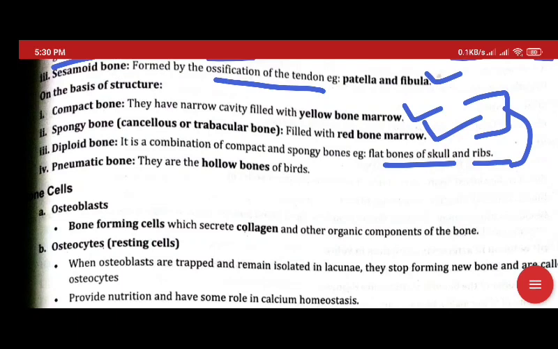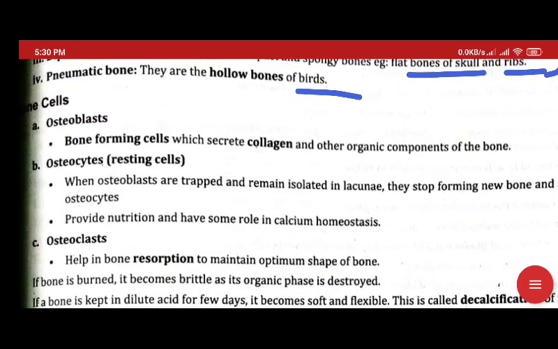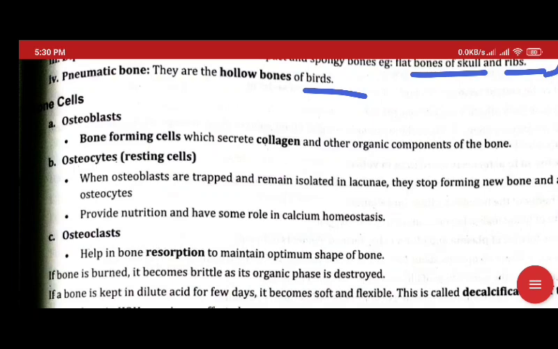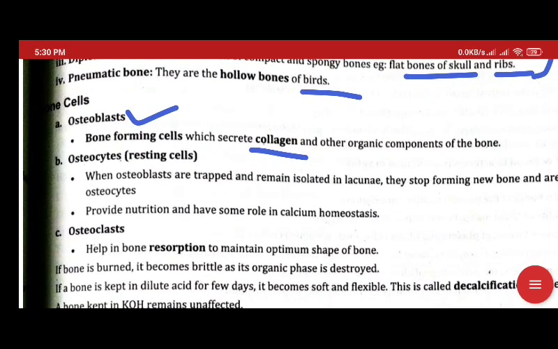Pneumatic bone is found in birds. It is a hollow bone, which makes flying easy for the bird. Now, like cartilage cells, we also have three types of cells in bone. The first is the osteoblast, the bone-forming cell, which contains collagen protein. The second cell is the osteocyte.